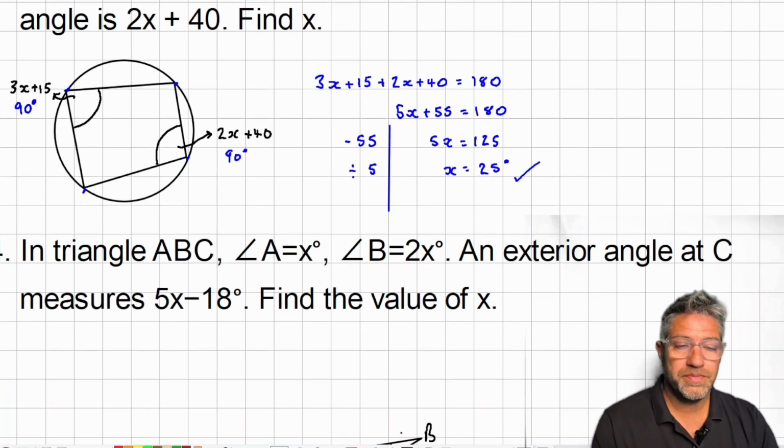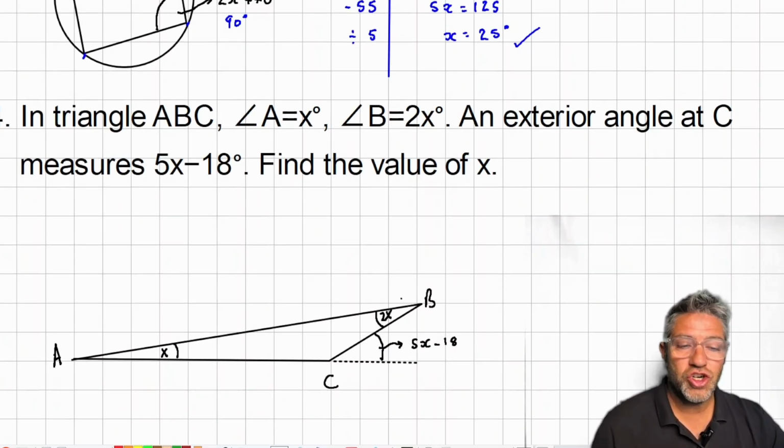Question 4. In triangle ABC, angle A is x, angle B is 2x. An exterior angle at C measures 5x minus 18. Find the value of x. Okay. Well, the first thing I notice is this. The angles in a triangle have to add up to 180.